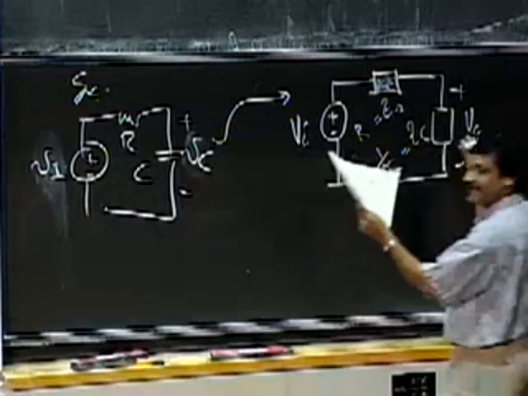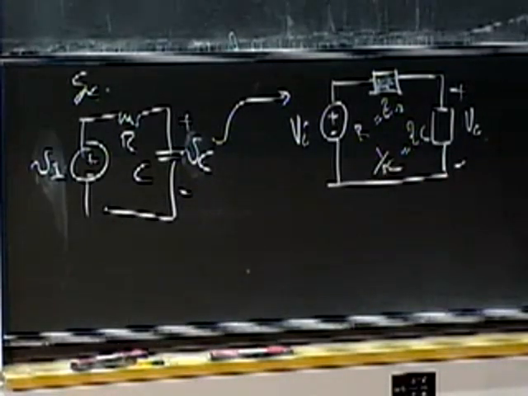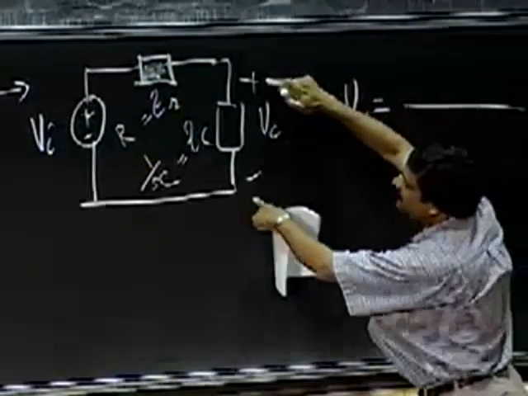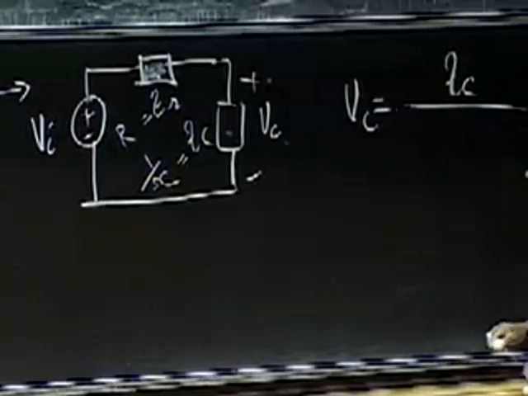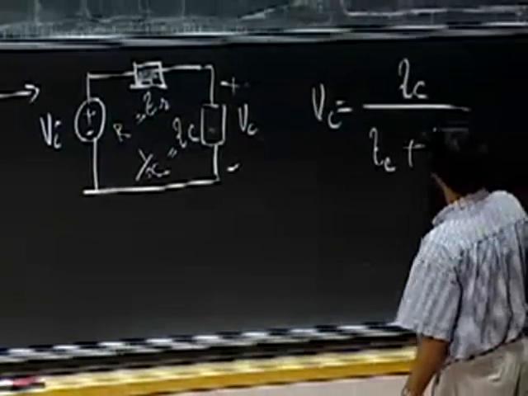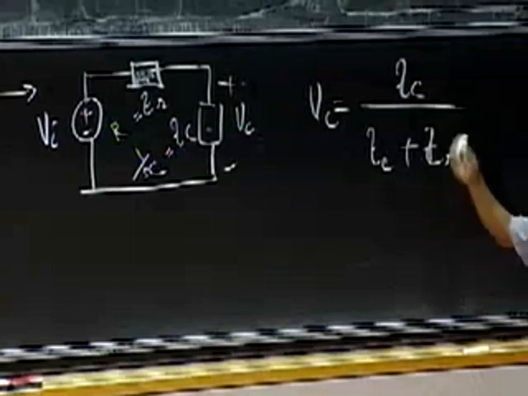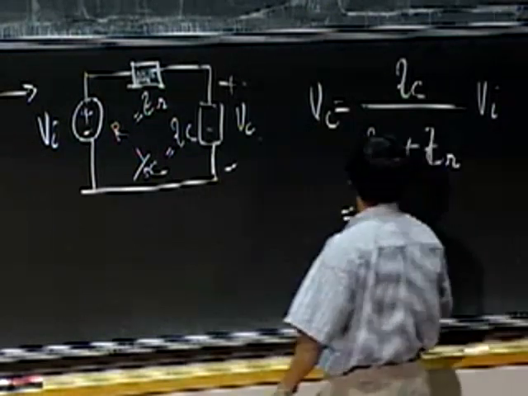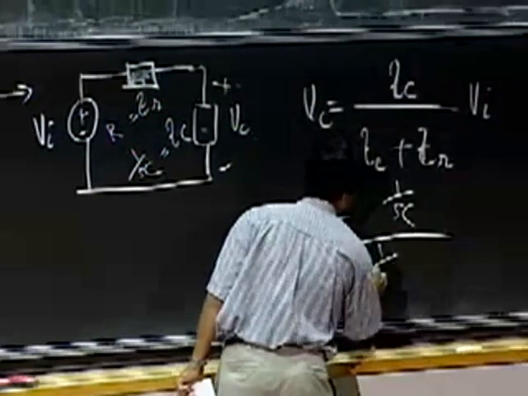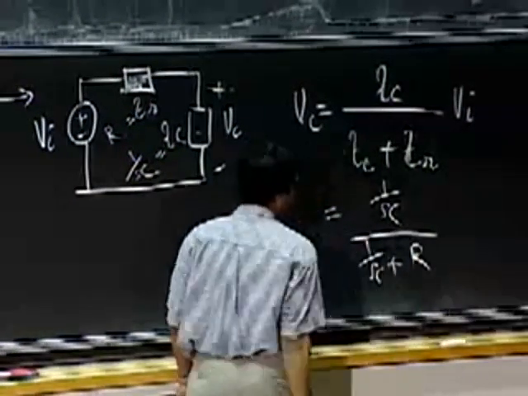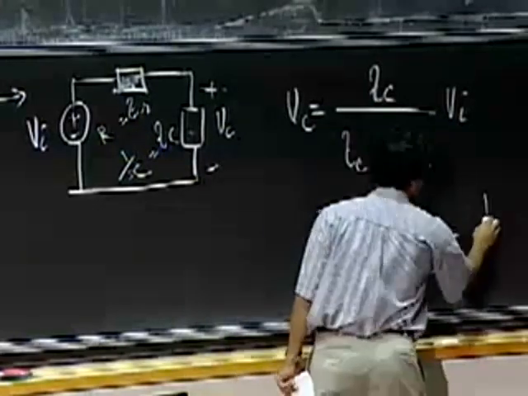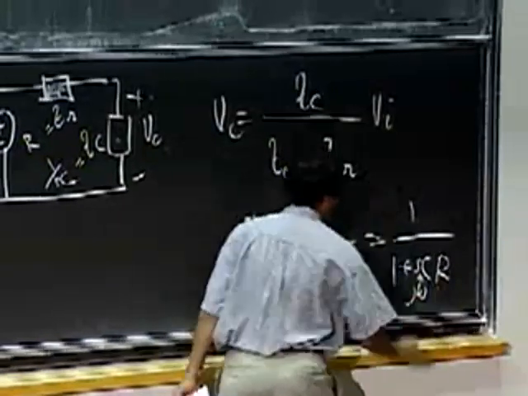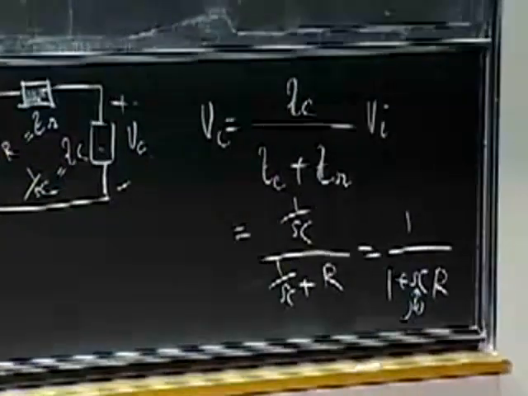And now, there we go. I can write down VC using the voltage divider action as VC is simply ZC divided by ZC plus ZR, times VI, of course. Okay? And that gives me 1 by SC divided by 1 by SC plus R. And multiplying throughout by SC, I get 1 over 1 plus SCR, where S is j omega. Just can't get any simpler.